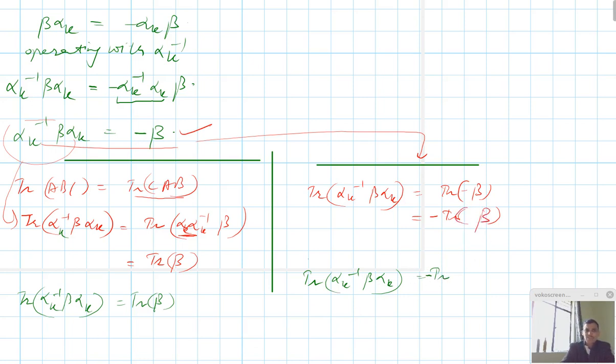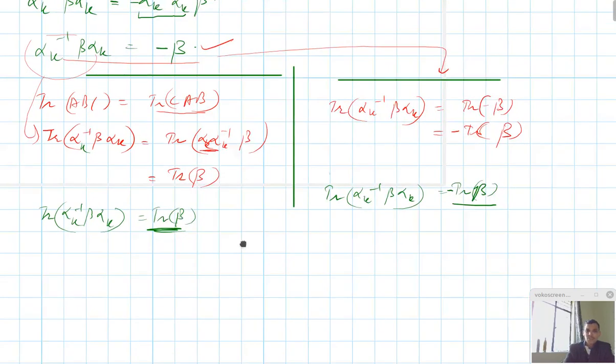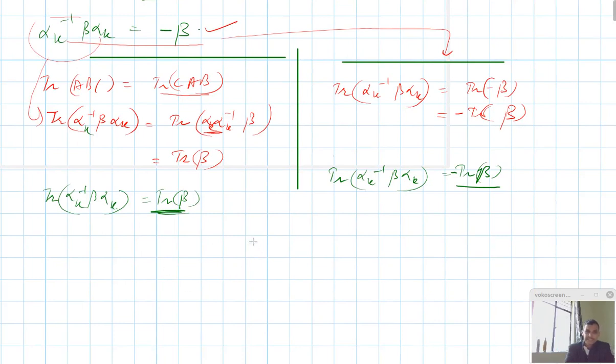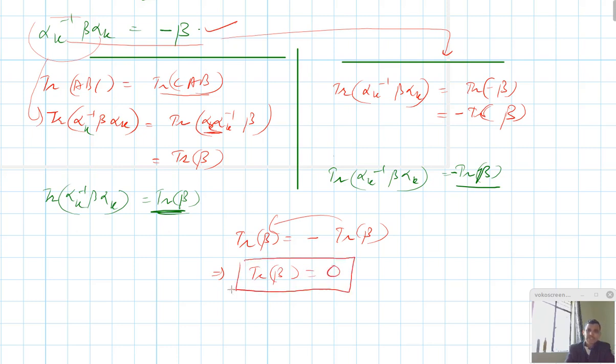So that means this must be equal to this one. So I can write this result as the trace of beta is equal to negative of trace of beta, which implies that if I bring this to this side, it will be equal to 0. So twice the trace will become 0, so the trace of beta comes out to be 0. That's what we are getting. It's a very interesting result.